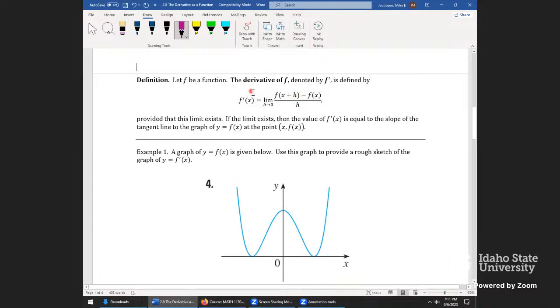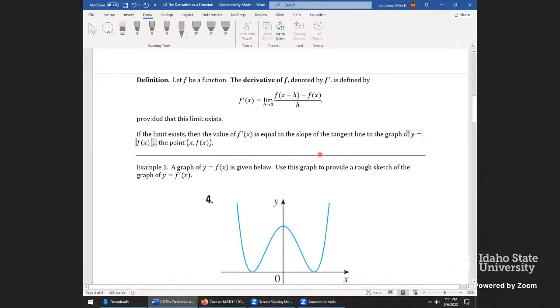It says the derivative of function f, we'll denote it by this f prime symbol that you see right here. And it's just that specific limit, the limit of the difference quotient as h goes to 0, provided that limit actually exists. Part of what we'll do today is look at conditions that ensure it must exist. And this part right here is really the geometry of the whole situation.